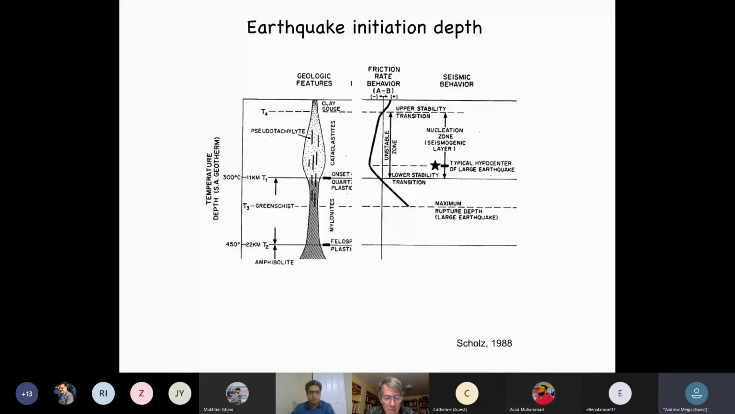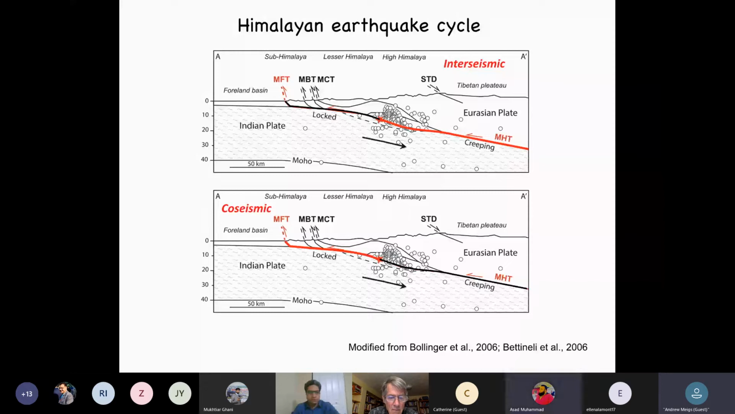So what does this look like in the Himalaya? Well, if we take a cross section through Nepal, and this is often shown because there's a reasonably good understanding of both the interseismic and the co-seismic time frames in Nepal. Here's the foreland on the left-hand side, the Tibetan plateau on the right-hand side, and the plate boundary, the main Himalayan thrust, is this black line which turns red down here.